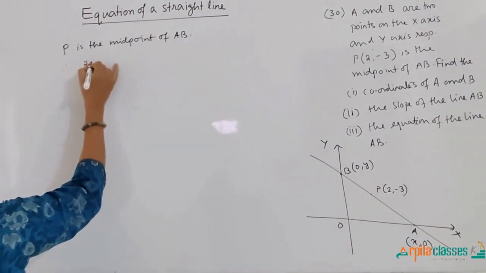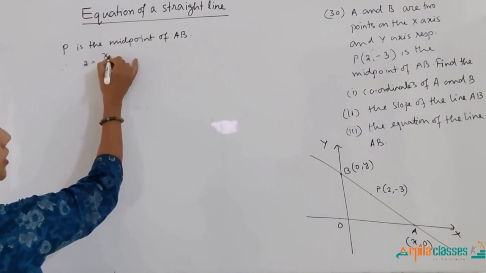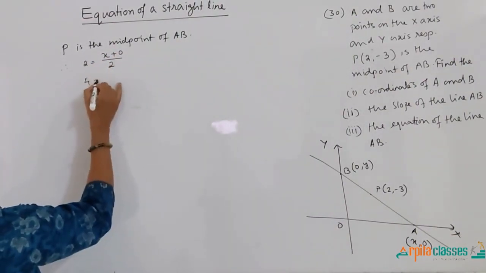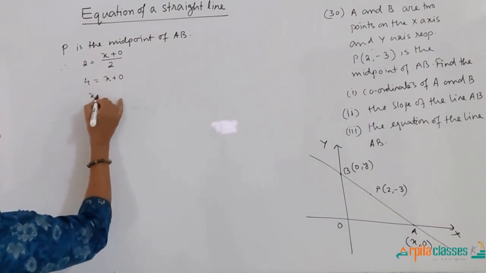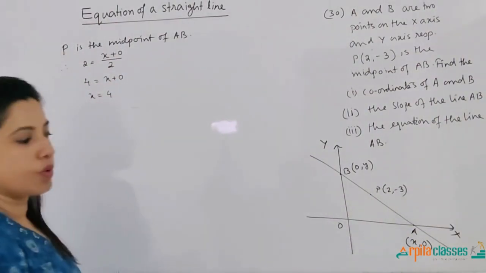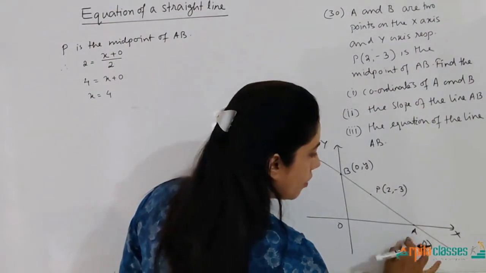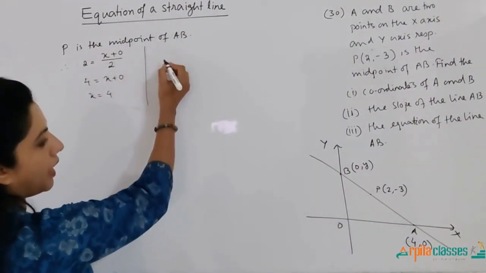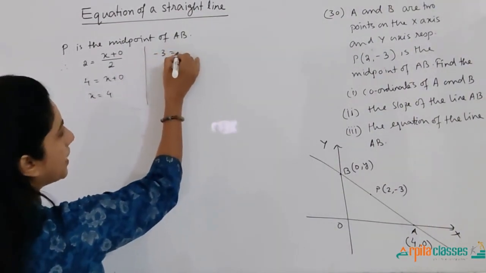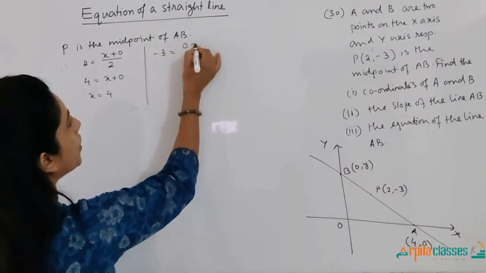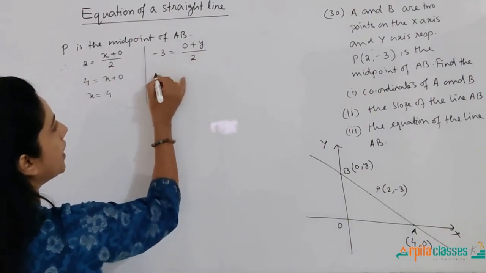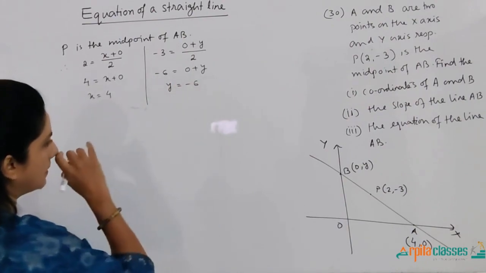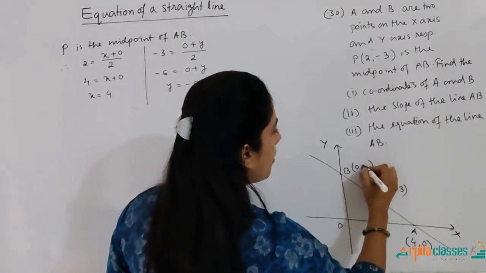Therefore, 2 is equal to (x1 plus x2) by 2. So that's 4 is equal to x plus 0, or x is equal to 4. So at A the point is (4, 0). Similarly, minus 3 is equal to (y1 plus y2) upon 2, that's 0 plus y upon 2. Minus 6 is equal to 0 plus y, or y is equal to minus 6. So this is (0, minus 6).